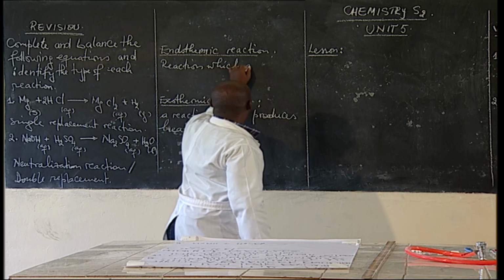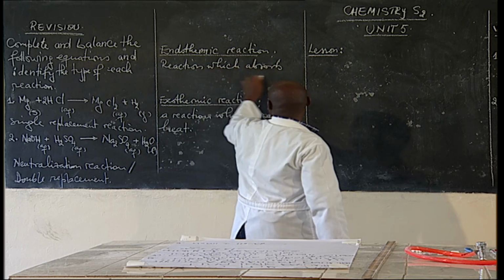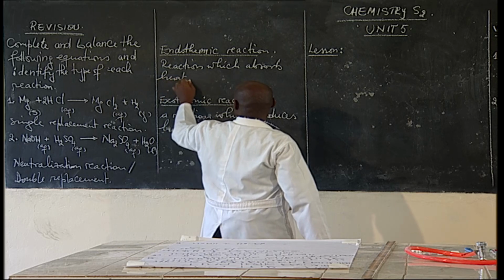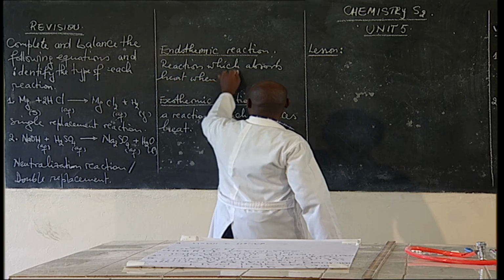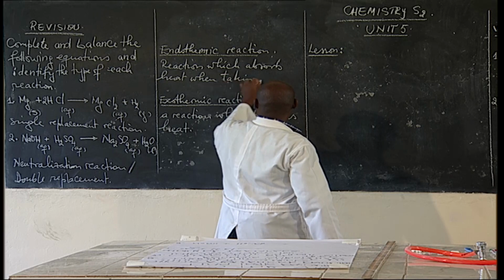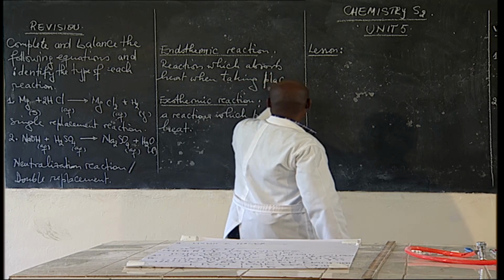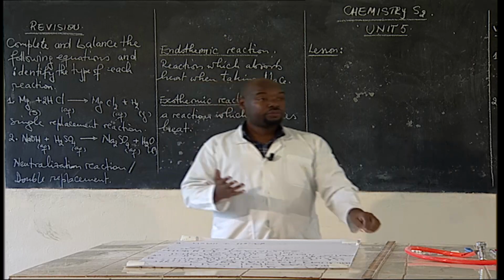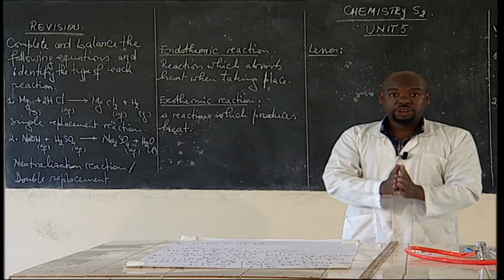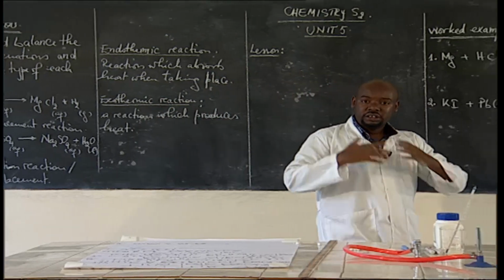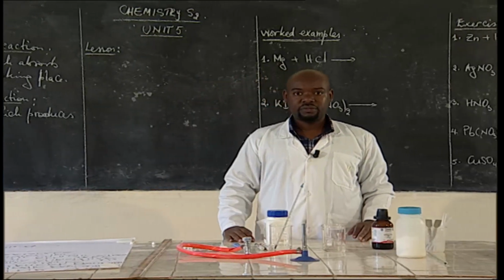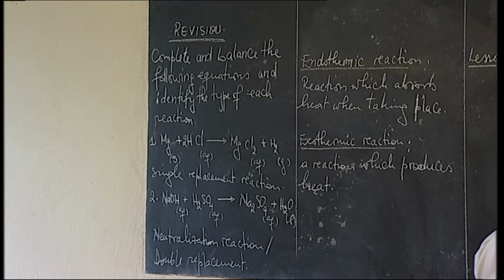So endothermic reactions are reactions which absorb heat when taking place. Endothermic reaction, we have any reaction which absorbs heat when it is taking place. And because of the heat which is absorbed, the temperature falls. Exothermic reaction is a reaction which releases heat and then causes an increase in temperature.